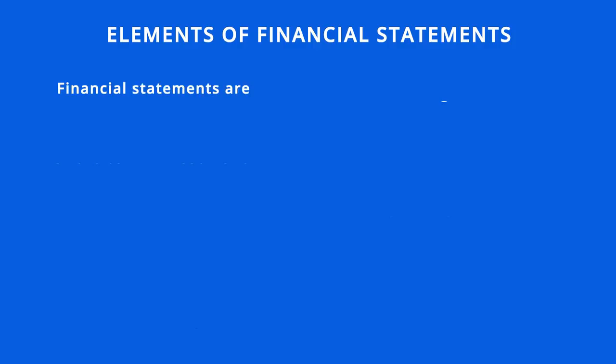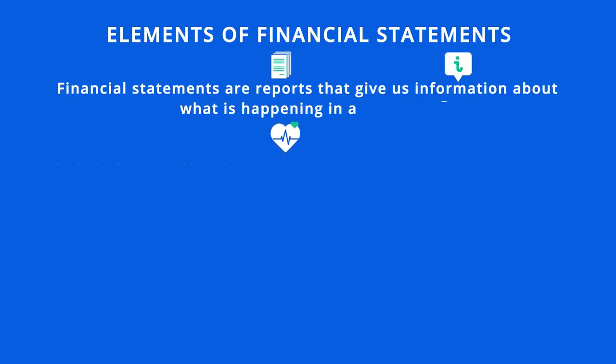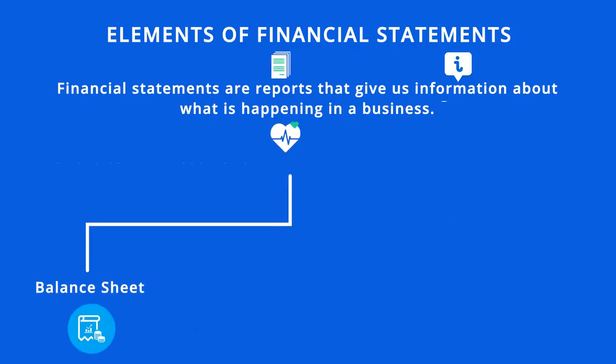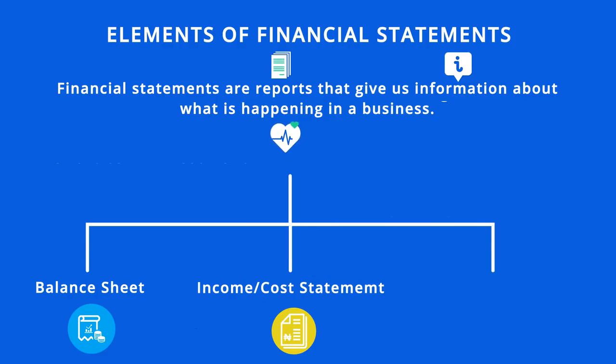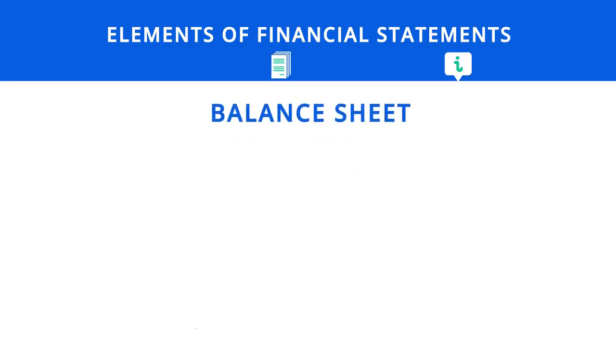This takes us to the next session, which is the elements of financial statements. Financial statements are reports that give us information about what is happening in a business. For the purpose of this module, we are going to look at 3 major financial statements. The first one is the balance sheet, also known as the statement of financial position. The second one is the income statement, and the third one is the statement of cash flow. Let's look at the balance sheet.